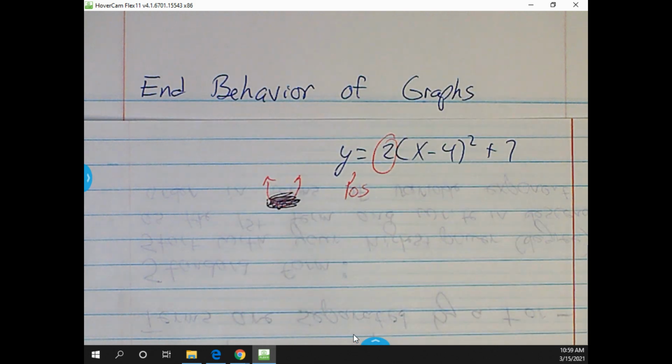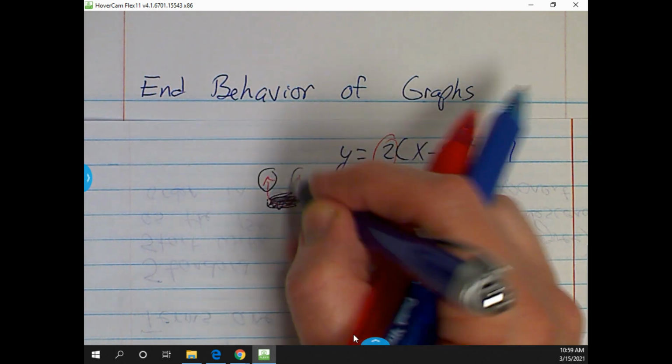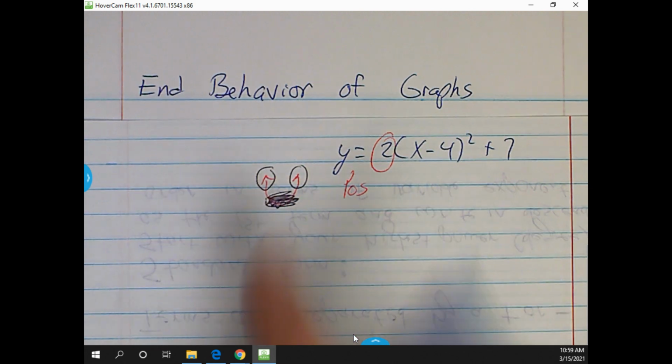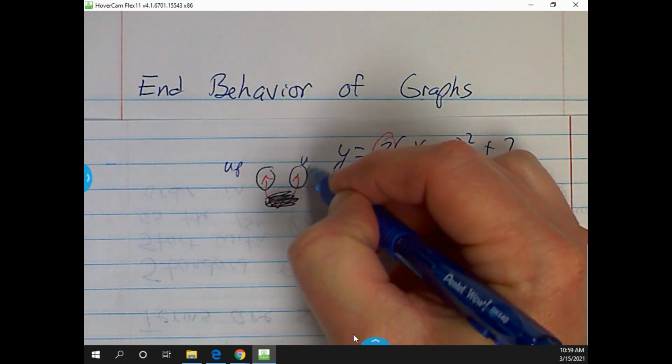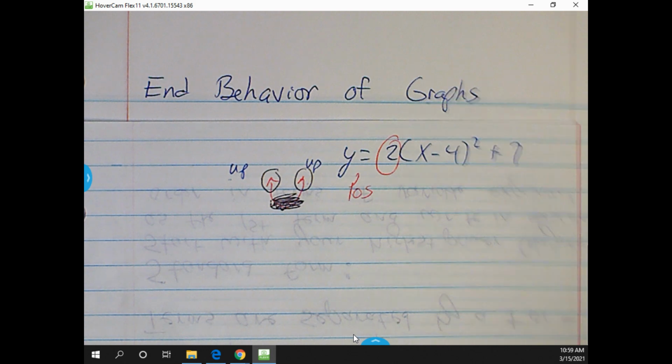So in this one, we know that both ends were going to go up, and that's what we're going to do today. You're just going to tell me what happens on the ends of the graph. Tomorrow, we'll come back and talk about the middle of the graph and figure out exactly what that's going to be. But today, we're starting one piece at a time, worried about just the ends. So in this one, the left side is going to go up and the right side is going to go up.